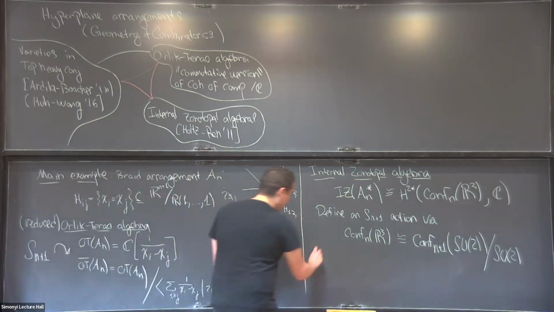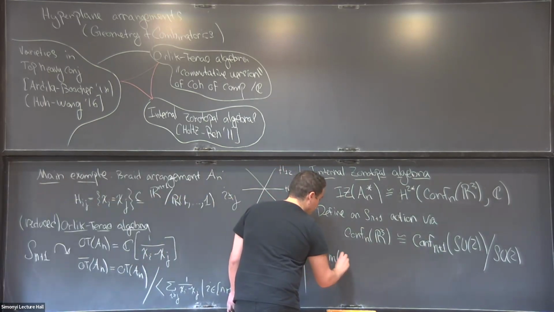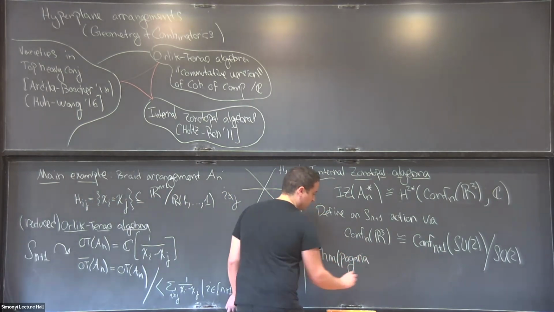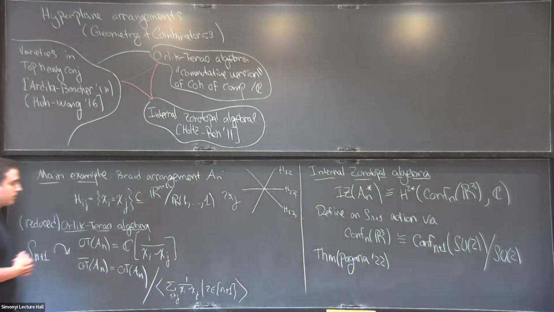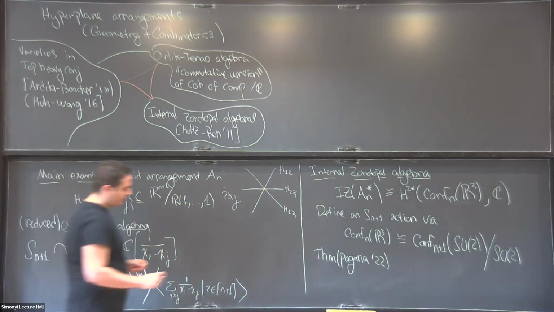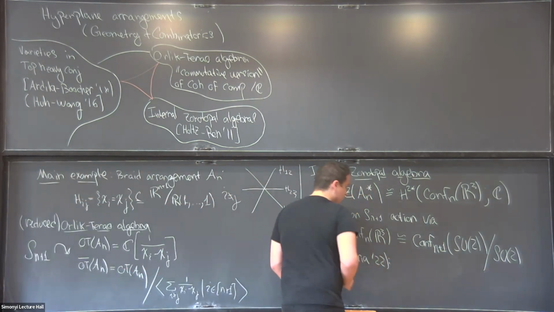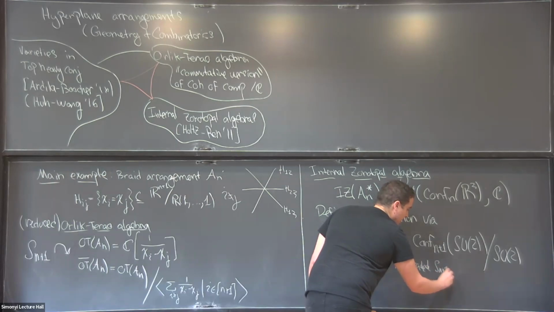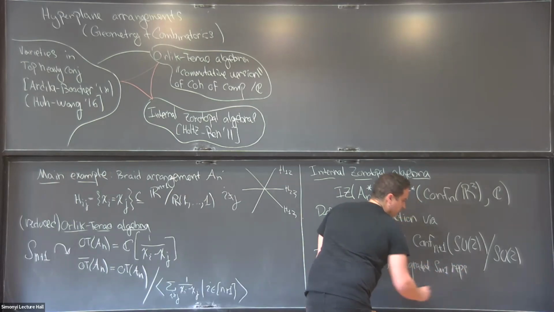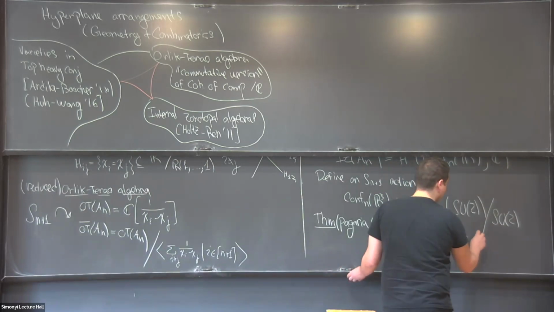And a theorem of Roberto Pagaria in 2022, which was conjectured 6 years earlier by Daniel Moseley, Nick Proudfoot, and Ben Young, states that as graded S_(n+1) representations, these two are the same.